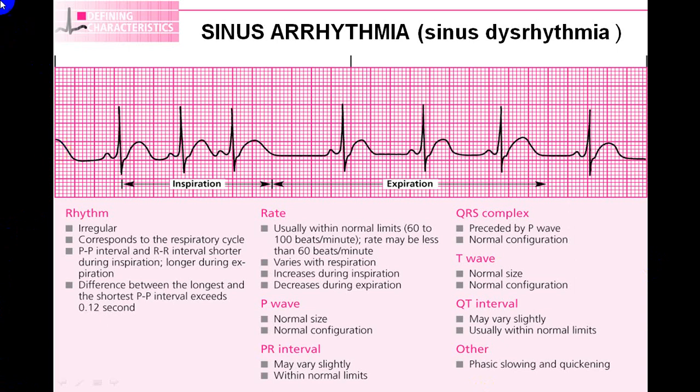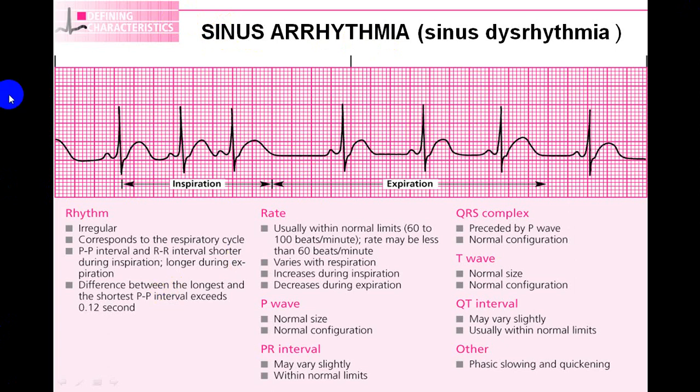Now, if you see the RR interval is changing, and it is irregular. But all QRS complexes are narrow and preceded by P wave. You can see all are preceded by P wave. And if this RR interval is changing during inspiration and expiration, see during inspiration the interval is short, and during expiration the interval is getting prolonged, is increasing. This will happen in a condition we call sinus arrhythmia, or sinus dysrhythmia.